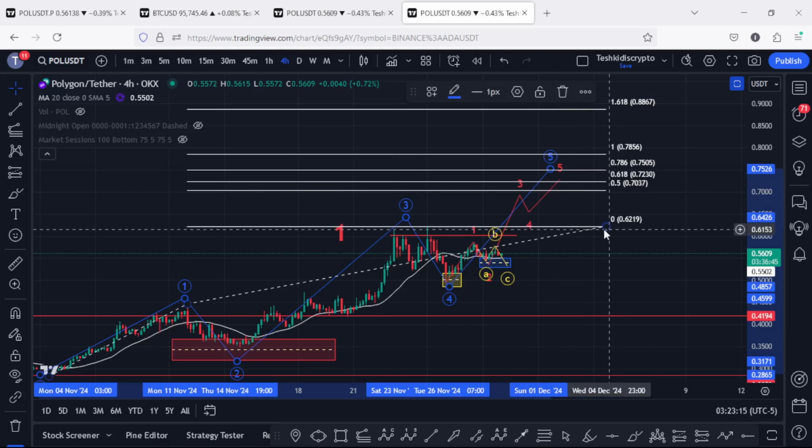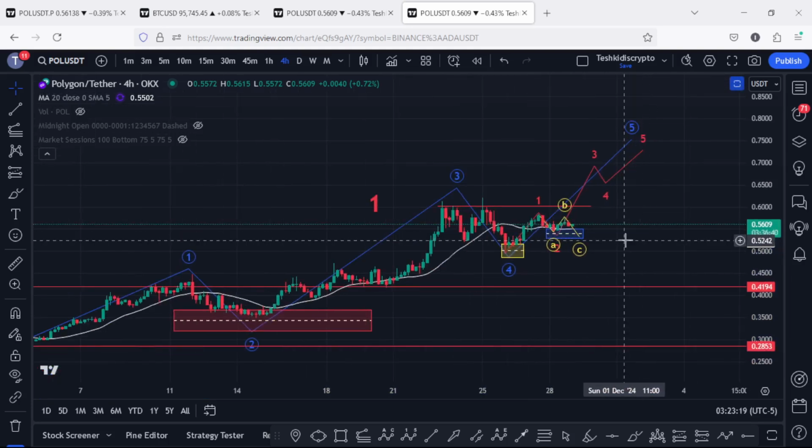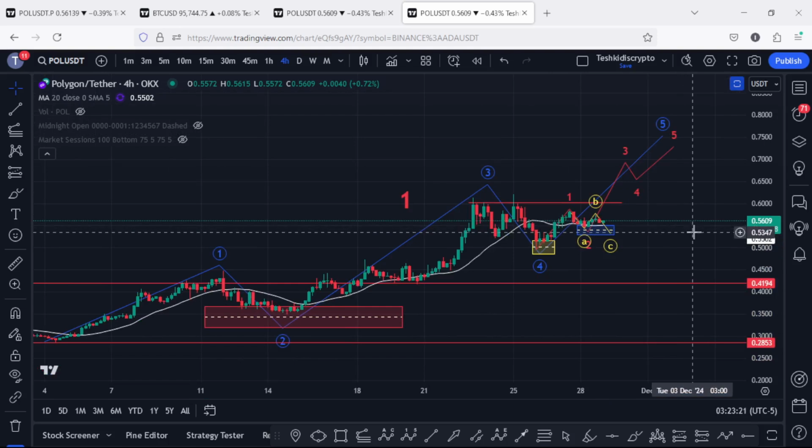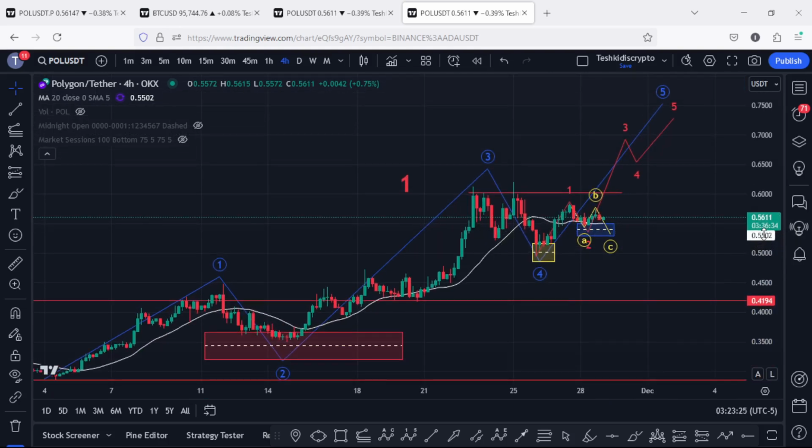So that is the price action that I'm expecting here on the Polygon Matic chart on the short term and also on the long term. And let's be patient and see how that plays out, and I will be keeping you up to date.